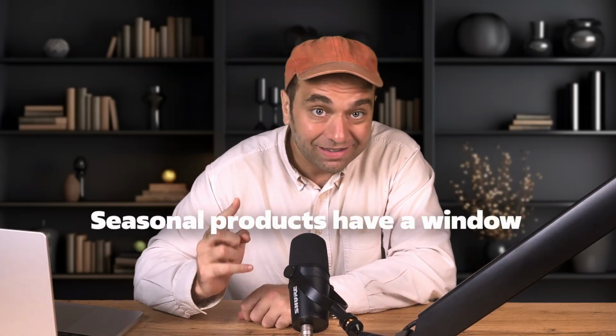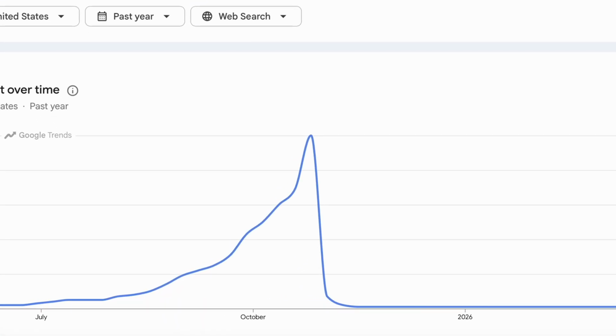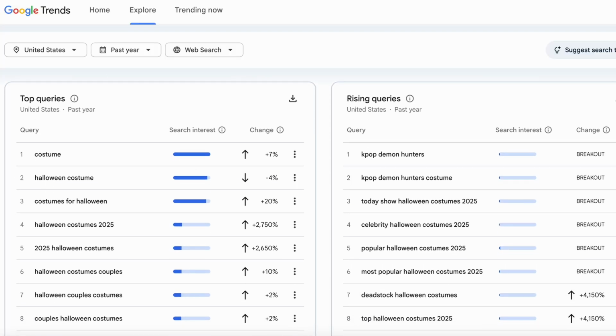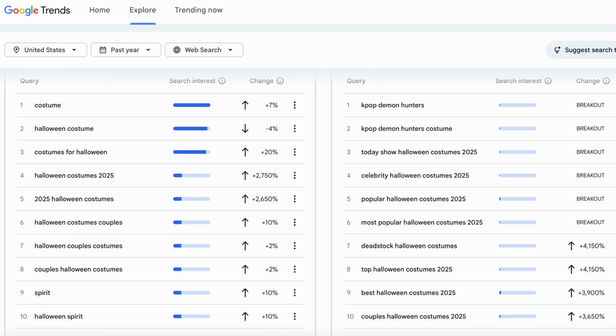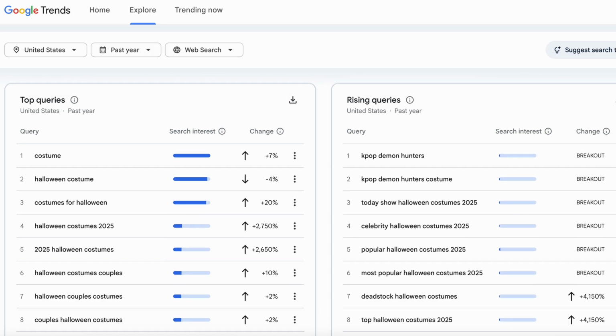Speaking about seasonal products, being early matters more than being perfect. Seasonal products have a window. If you start late, then by the time your ads are running, the market may already be crowded. That's why you should always use last year's Google Trends data to find when interest started climbing. If certain trends had already peaked and started to wane by this time last year, you're probably already too late right now. Set the time range to the previous year.